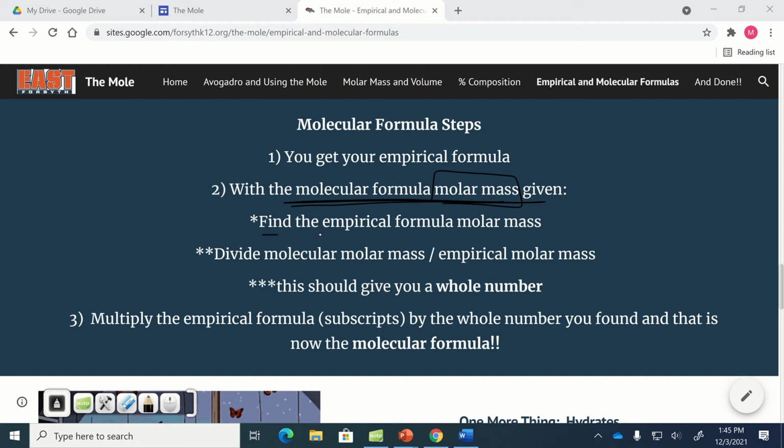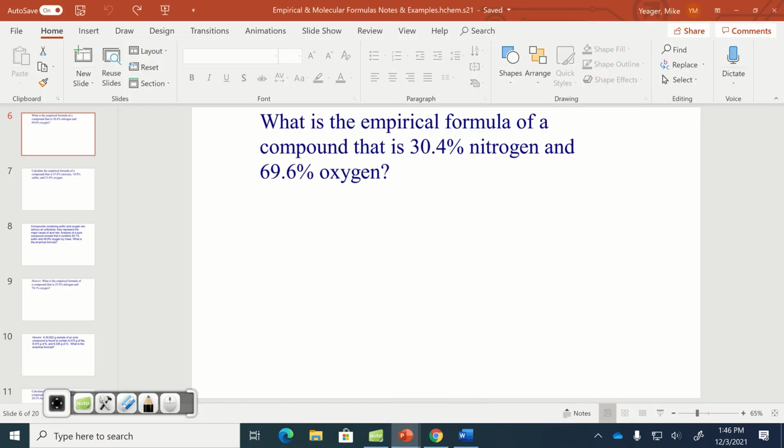What you do is you find the empirical formula molar mass, okay, and then you divide the molecular molar mass by the empirical molar mass. This should give you a whole number value. It should come out to a nice whole number. Okay? And so all you then do is you multiply all of the subscripts in your empirical formula by that whole number, and you got your molecular formula. All right? So let's do a couple examples so you can see how this kind of works out. Let's start with just empirical formula, even though this is part of molecular formula too.